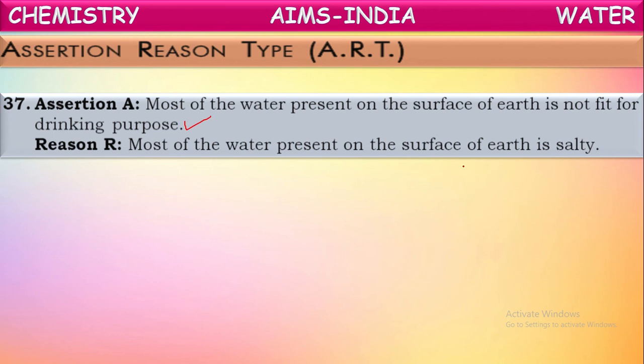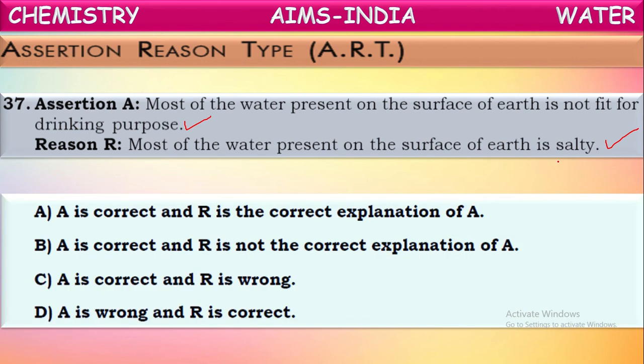Most of the water present on the surface of the earth is salty, that is in the oceans. Both are true here. So what will be the correct answer now? R is a correct explanation of A, isn't it? Because of it being salty, we cannot use it for drinking or some other purposes.